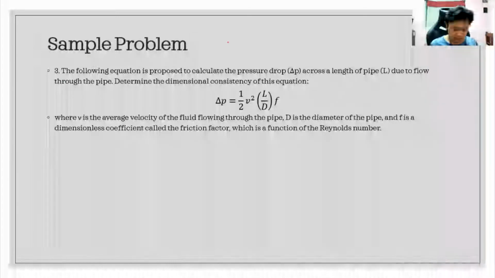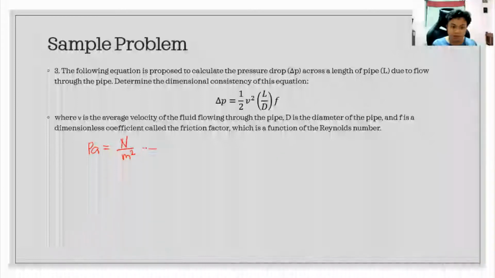So the left side must have the pressure drop, right? If you remember the derived units, we have there the unit of pressure, Pascal. And if you get the basic units of this in the SI, you have newtons per square meter. So that is in the left side. That is our goal.